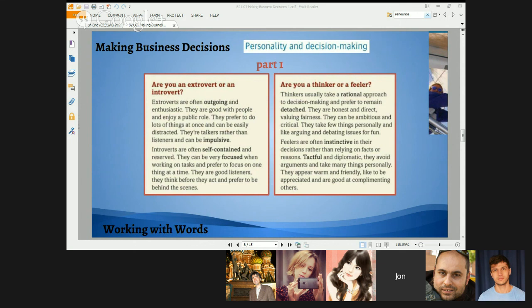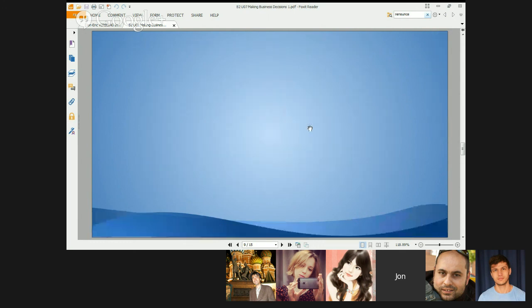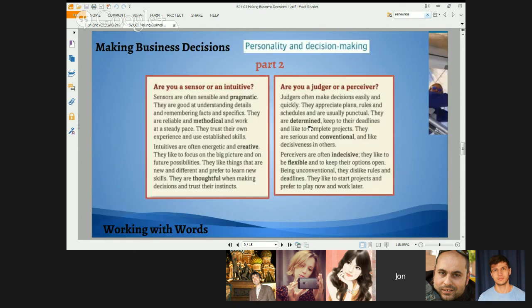So we've got introvert versus extrovert, thinker versus feeler. We're going to come back to these categories in a moment. Let's see if we can just get all the information in our heads first. Yuki, tell us the difference between a sensor or an intuitive.